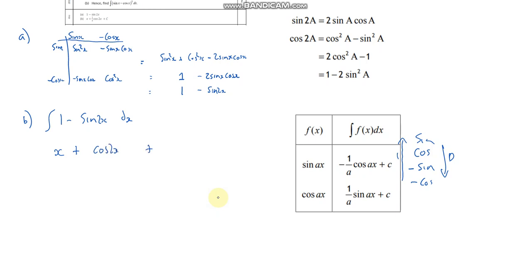And I've got my plus c. But what do I have to do as well? I have to divide by the differential as well. So I'm going to have to divide this by the 2. And then simply, I'll just tidy that up with x plus 1/2 cos 2x plus c.